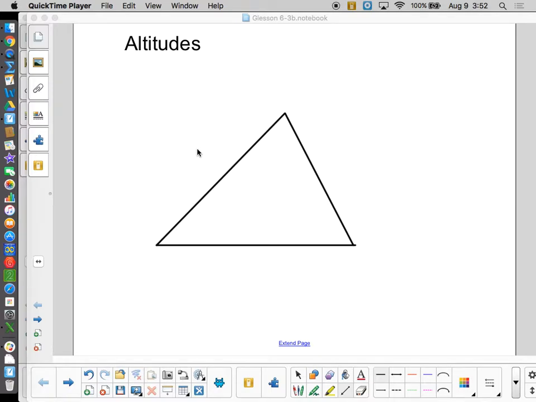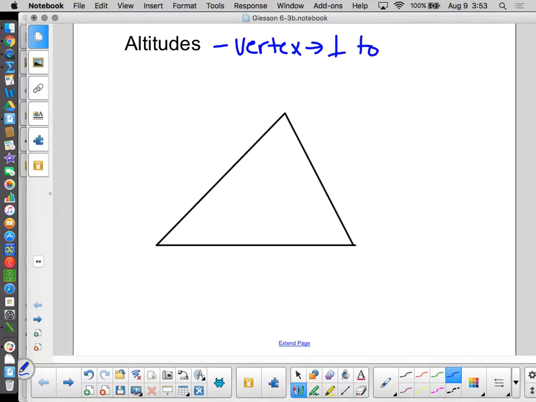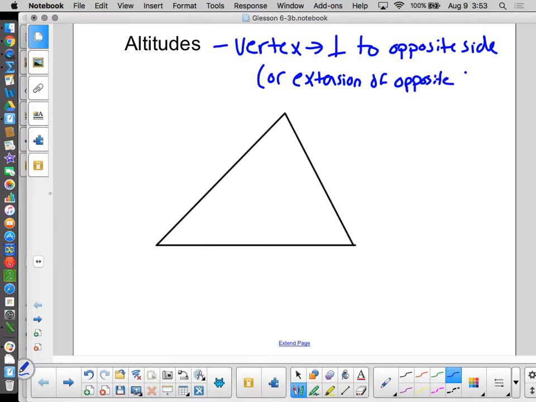Okay, today we're looking at our very final special segment within triangles, and it is the altitude of the triangle, also known as the height of the triangle. Altitudes, very simply, so this should probably be another flashcard for you. The altitude in a triangle goes from the vertex, and it is perpendicular to the opposite side, or an extension of the opposite side.